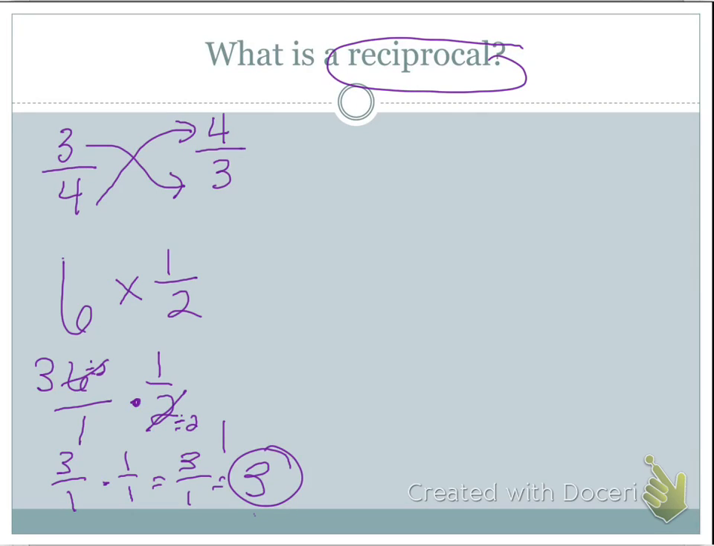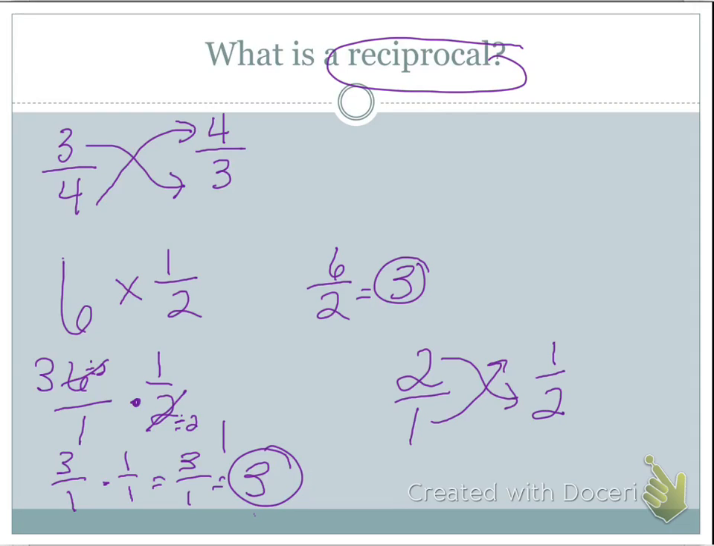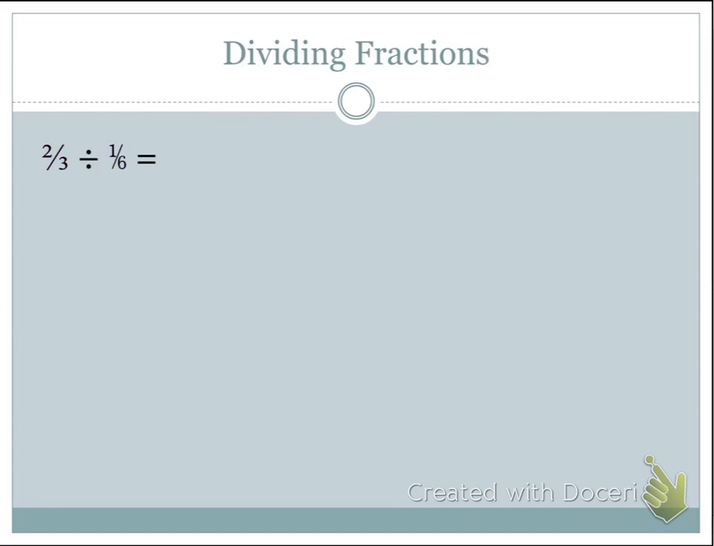You could do this in your head. Half of 6 is 3. Well, multiplying by half is the same as dividing by 2. If we were to say 6 divided by 2, that's going to give us 3. So 2, when we wrote it as 2/1, if we wanted to find the reciprocal, all we have to do is flip it over. So it becomes 1/2. So by finding that reciprocal and multiplying by it, we're essentially dividing.